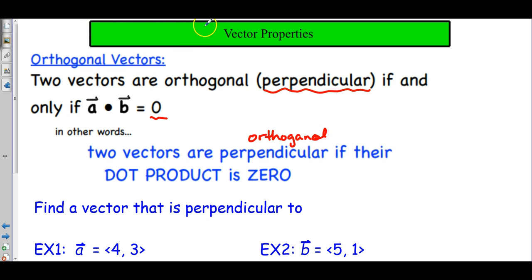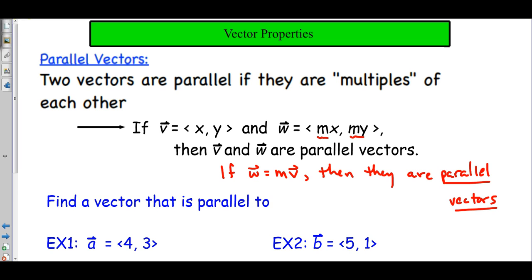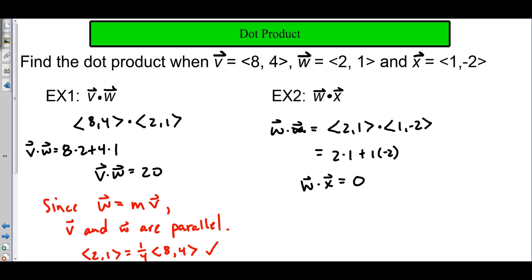I spelled that wrong. There we go. If their dot product is 0. And so again, we go back to our example that we did, Example 2 here, W and X. We look at their dot product, and their dot product is 0.